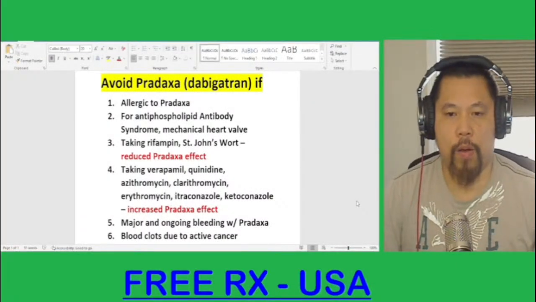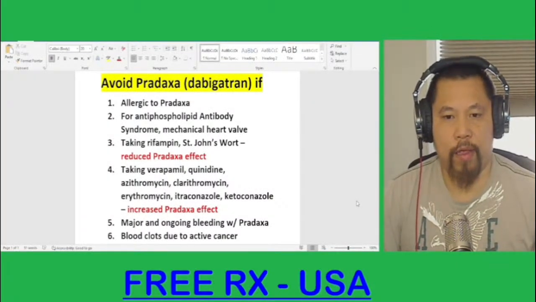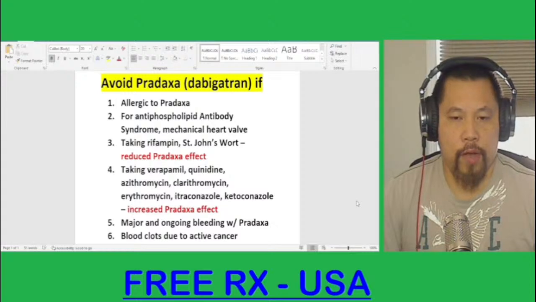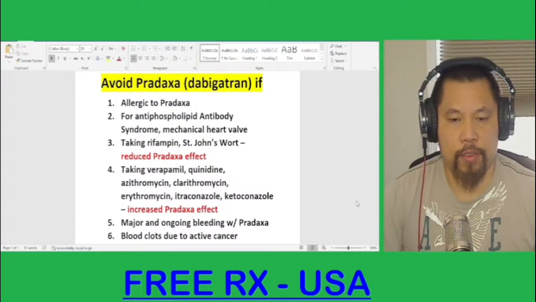Avoid Pradaxa if you are allergic to Pradaxa. You should avoid Pradaxa for some indications, such as antiphospholipid antibody syndrome or mechanical heart valve. You should avoid Pradaxa if you are taking rifampin or St. John's wort.